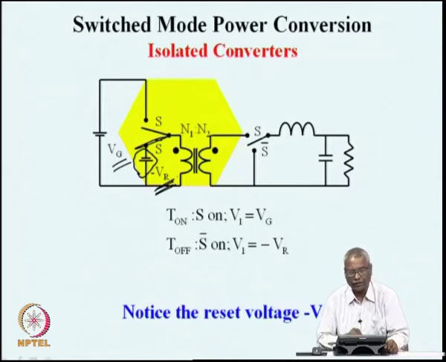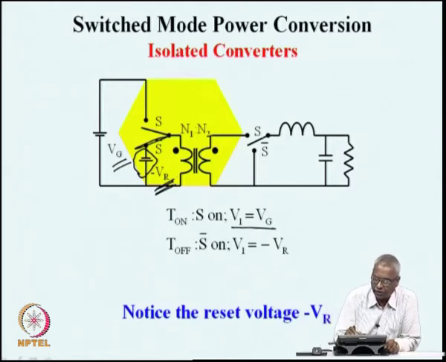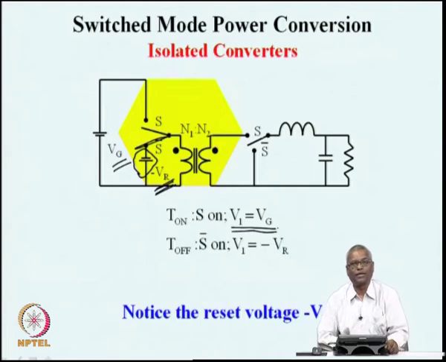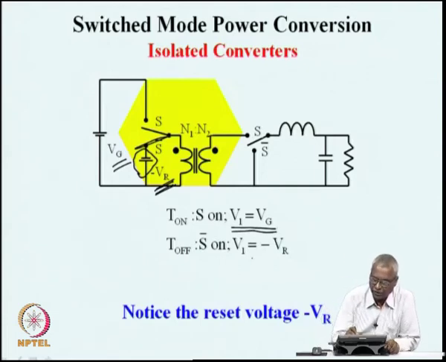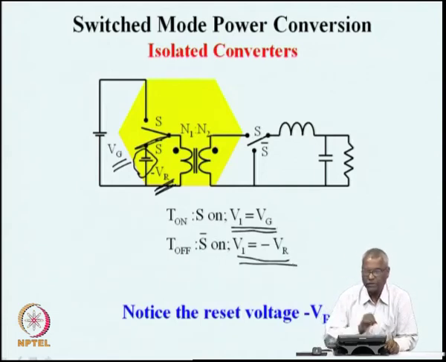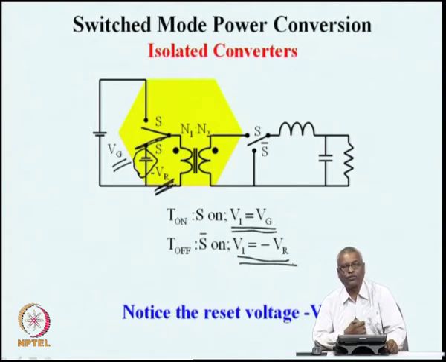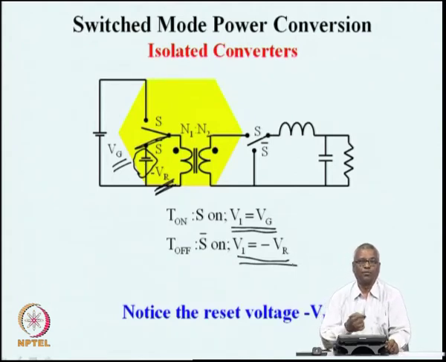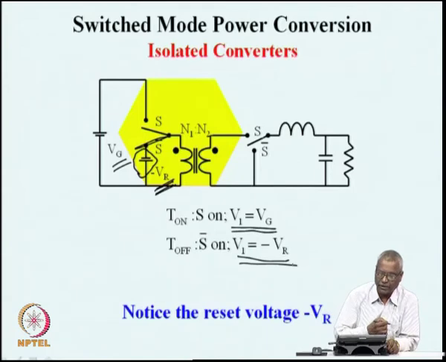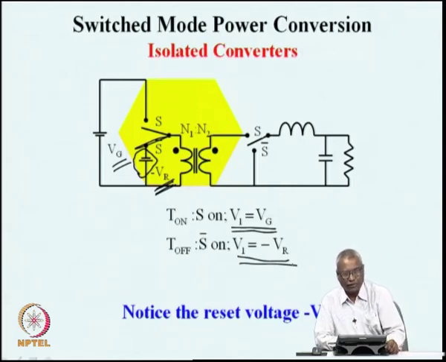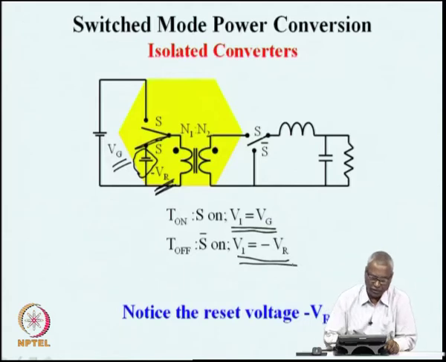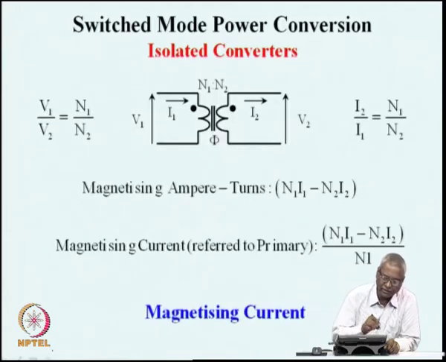magnitude VR. So, you see that during the on time, a positive voltage is supplied to the transformer, and during the off time, a negative voltage is supplied to the transformer. Now, we have an opportunity to balance the flux, because in one direction flux is increasing, in the other duration flux is decreasing. So, if we correctly select the durations, it is possible to make the flux come back to 0 at the end of every cycle.